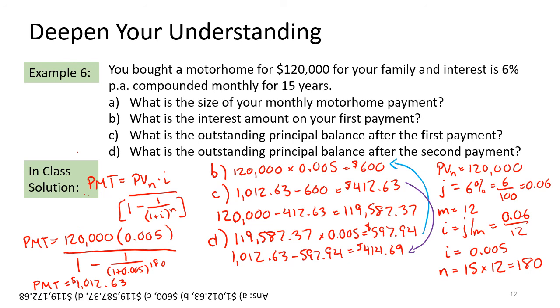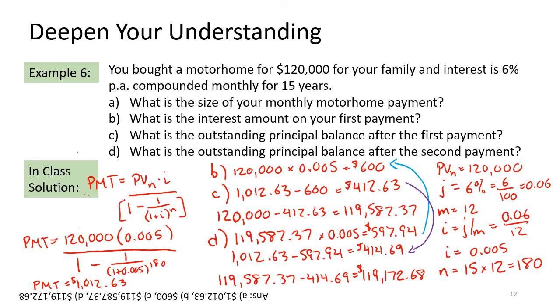So what that means is our outstanding principal balance is $119,587.37 minus what we're paying off in principal for this payment, $414.69. And that is equal to $119,172.68. Okay, so you can continue doing this on and on and on for every single payment until you're done paying it off. That's called an amortization schedule.